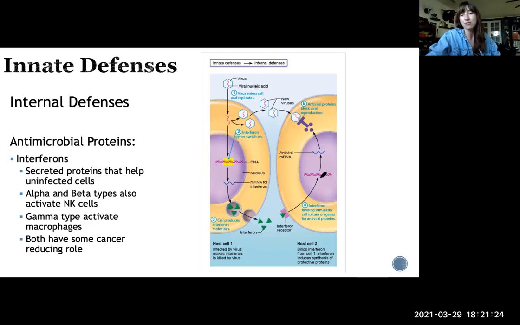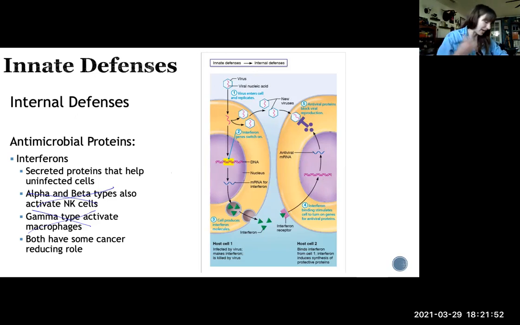Okay, so interferons interfere with the way that the virus behaves by basically warning surrounding cells, and the surrounding cells can then create antiviral proteins to stop the virus from getting in, which is pretty awesome. You don't need to worry about the different types.